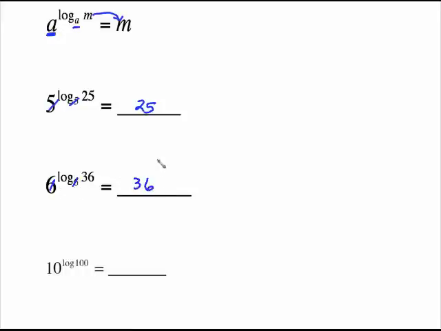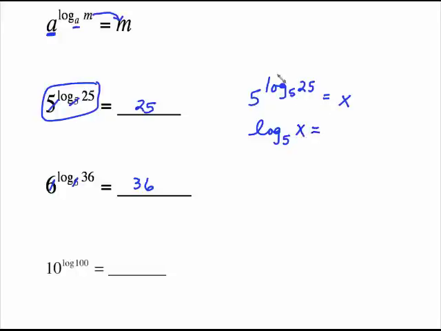Now the reason this works is because I can take this expression right here, write it as 5 to the log base 5 of 25, and put equals x. Yes, that has the logarithm in it, but this is actually an exponential expression. So let's rewrite it in log form. The log form of this is going to be log base 5 of x equals the exponent, which happens to be this whole thing. So that says log base 5 of 25.